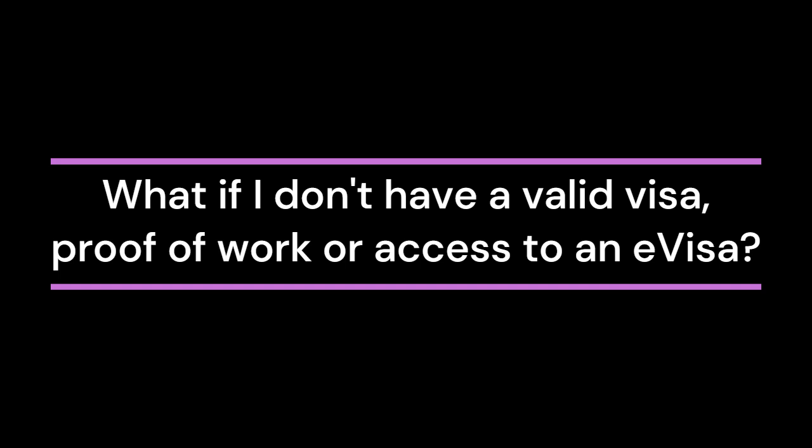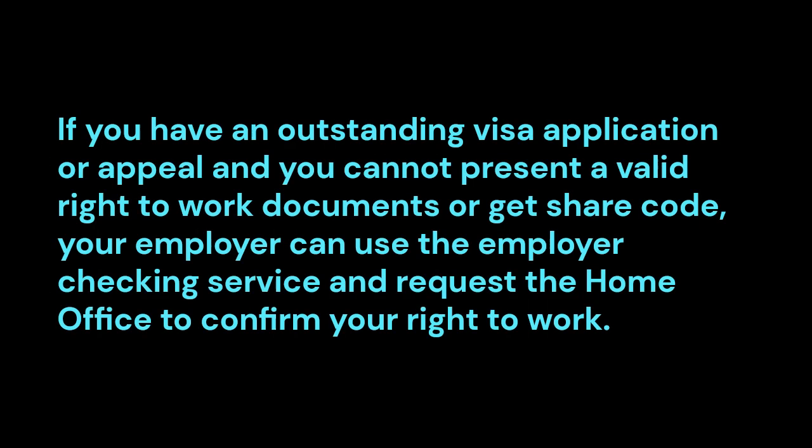What if I don't have a valid visa, proof of work, or access to an eVisa? If you have an outstanding visa application or appeal, and you cannot present valid right to work documents or get a share code, your employer can use the Employer Checking Service and request the Home Office to confirm your right to work.